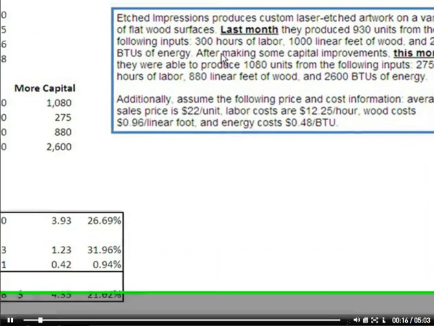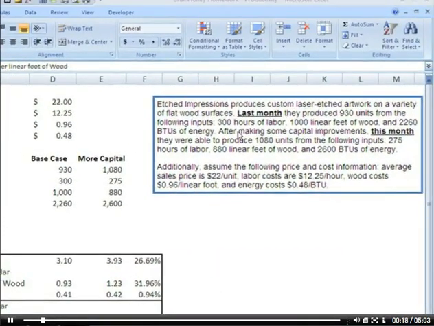Etched Impressions produces custom laser etched artwork on a variety of flat wood surfaces. Last month, they produced 930 units from the following inputs: 300 hours of labor, 1,000 linear feet of wood, and 2,260 BTUs of energy. After making some capital improvements, this month they were able to produce 1,080 units from the following inputs: 275 hours of labor, 880 linear feet of wood, and 2,600 BTUs of energy.